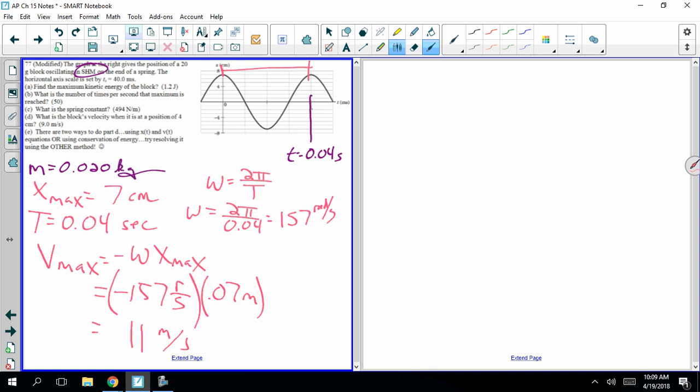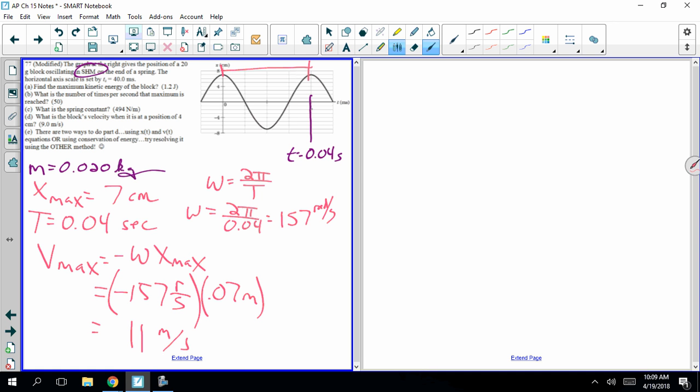Do I need to worry about the negative? That's actually the minimum velocity, which would be negative, and the positive would be the maximum, because it oscillates between a positive and a negative velocity. Cool? And you're going to square it anyway, right?